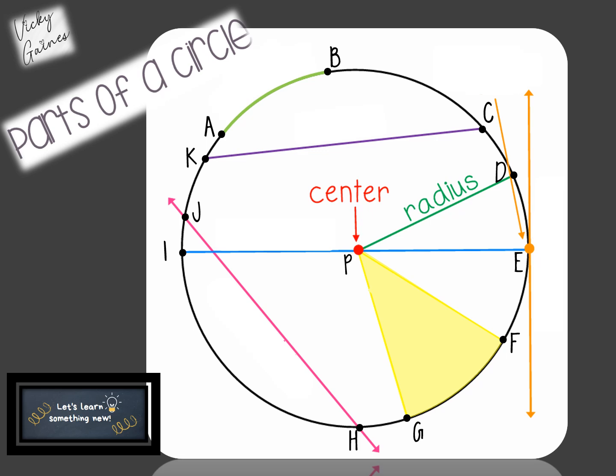In this case, there are two other radii in this circle, segment PE and segment IP, but the one that is labeled is segment PD or segment DP. Doesn't matter the direction that you name it. Let's see. A chord joins 2 points on the circle. Segment KC or segment CK. The 2 points on the circle are point K and point C.